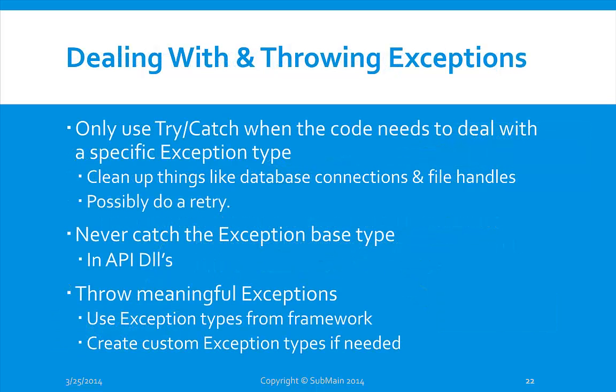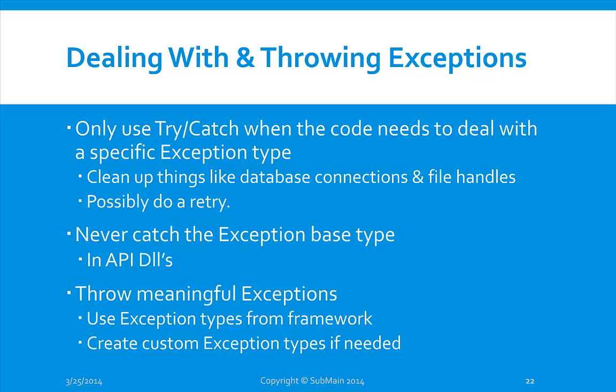So dealing with and throwing exceptions, this is something I don't see done a lot. Only use try-catch in a DLL, which I call an API, when you can do something with the exception, like cleaning up database connections and file handles. You could do a retry. Also, DLLs should never be catching the exception base type, because if you're doing this, you're just swallowing the exception, which you need to know about in the end.